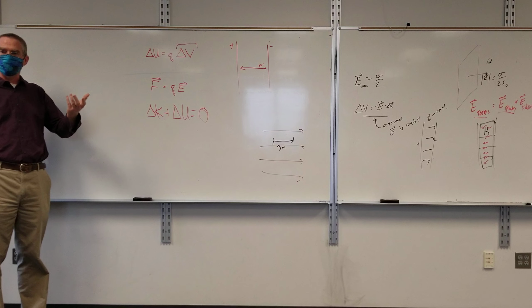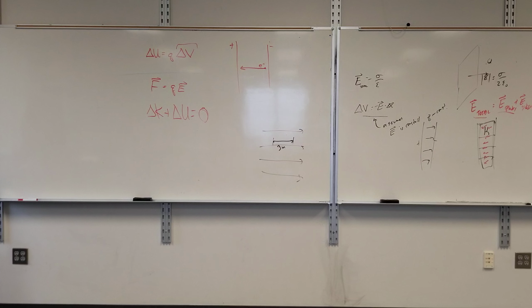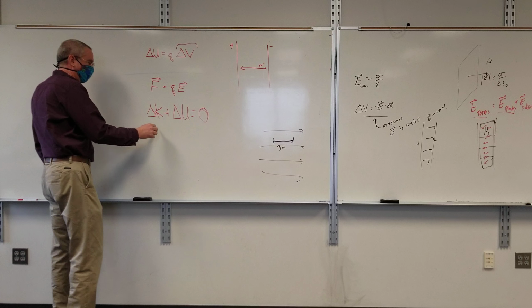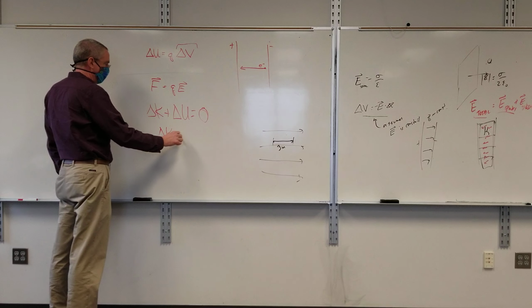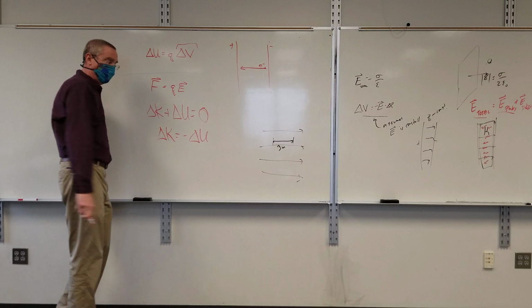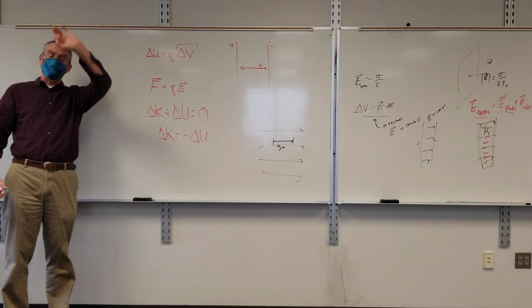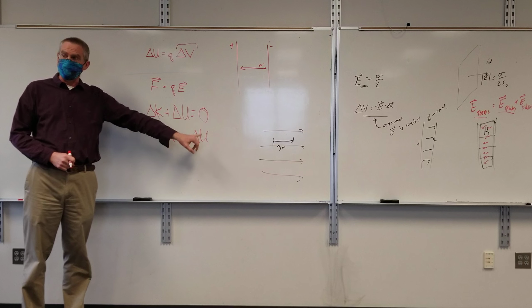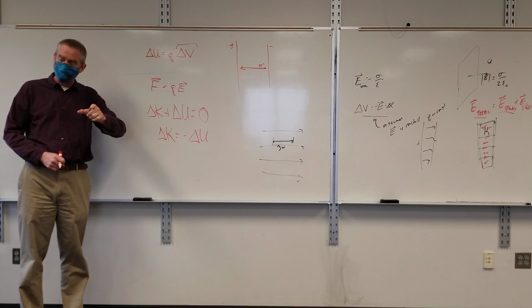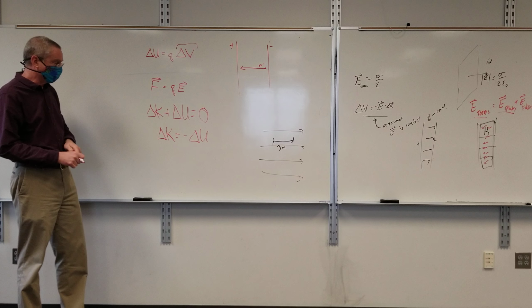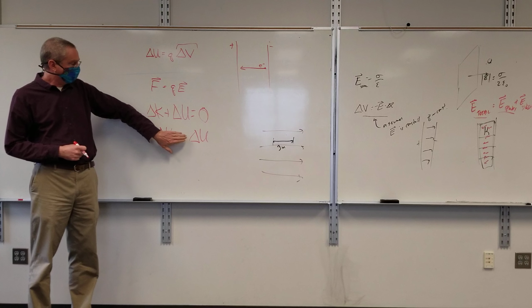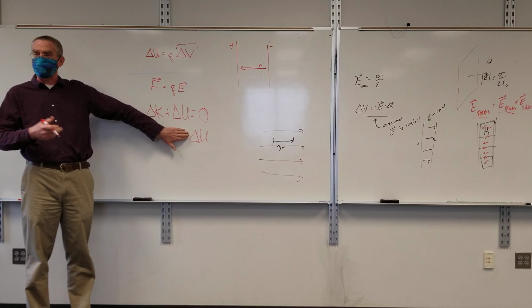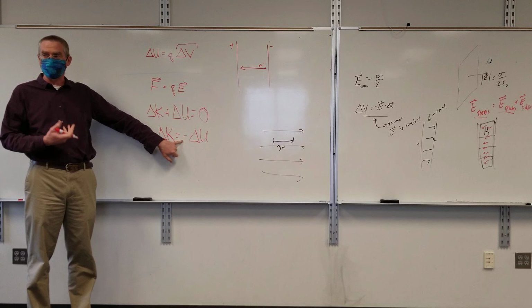And so, because the last part was, how fast is it going? My change in kinetic is equal to my negative change in potential. The change in kinetic energy is equal to the negative change in potential energy, because there is a difference between potential and potential energy. The change in potential energy is negative for reasons outlined before, and so the negative of that is a positive. So change in kinetic energy is a positive number.